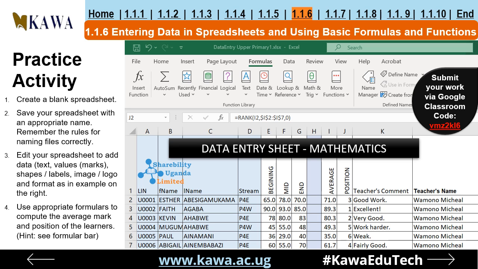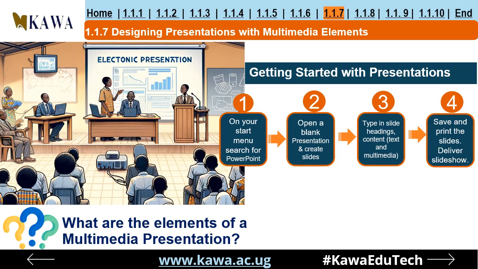So you submit your work at a certain level. You can also be designing presentations using PowerPoint and multimedia. So you need to open your computer, open presentation software called PowerPoint. So on your start menu, search for PowerPoint, open a blank PowerPoint, type in the headings, and save your work properly. Then you can continue.